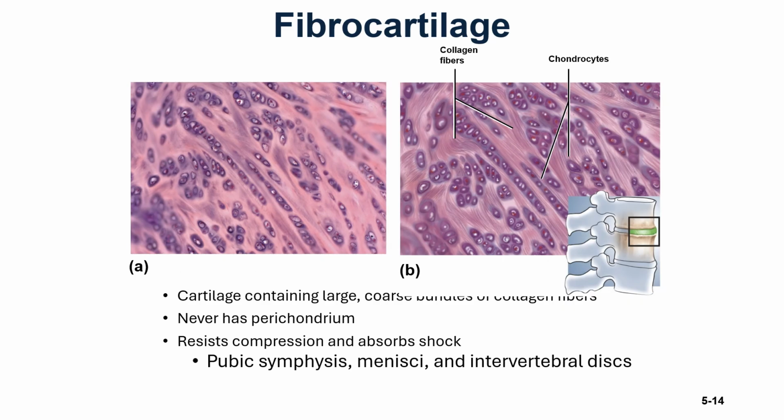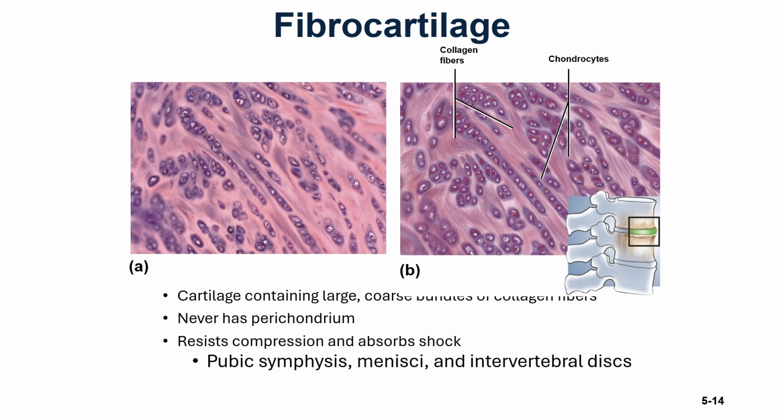The fibrocartilage, the microscopic appearance is that there are plenty of fibers, which are large bundles of collagen fibers that are parallel, and there are cells called chondrocytes, which are located in the lacunae, as in all the cartilage. And again, the main difference is that this is not covered by perichondrium.